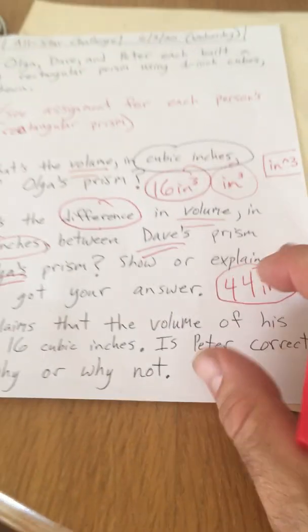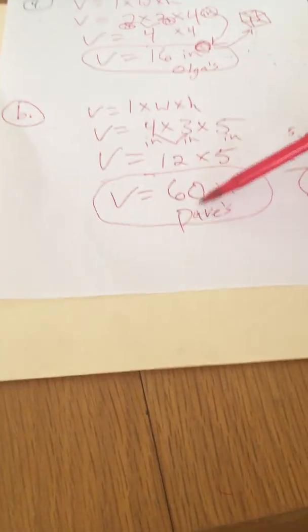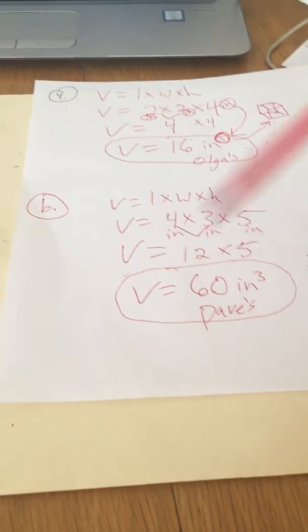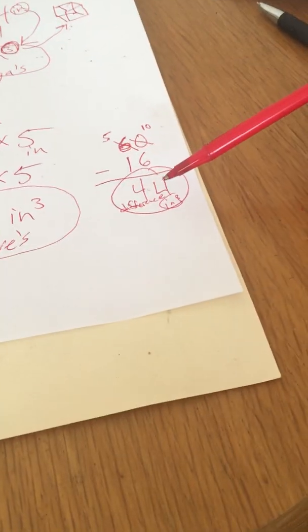But even if you do this, even if you show this, you should still write a sentence or two just explaining. I found the volume of Dave's, which was 60. I found a volume of Olga's, which was 16. When you find the difference, you subtract. So I got a difference of 44 cubic inches.